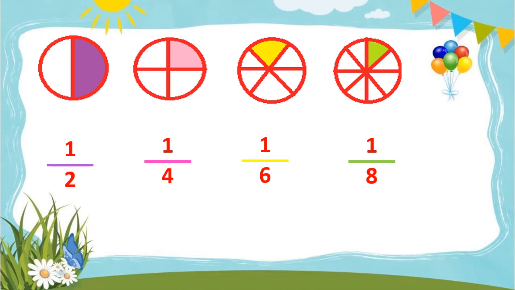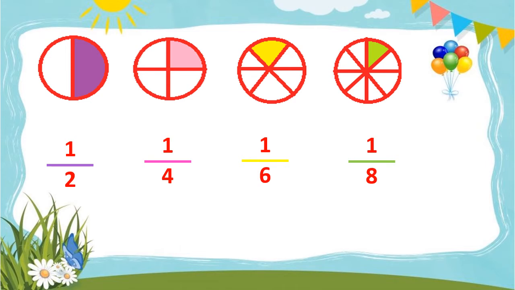Okay, which part is the biggest part? Excellent. Half. Half is the biggest part. Which is the second biggest part? Excellent. Quarter. Which is the third biggest part? Excellent. One out of 6. Which is the fourth biggest part?